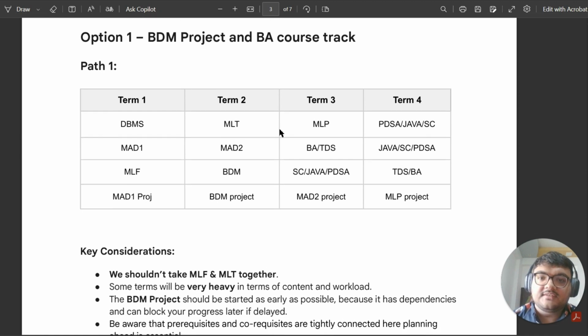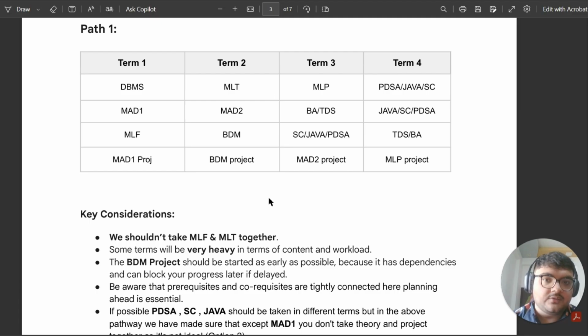So the considerations are, we shouldn't take MLF and MLT together. MLF is a core requisite for MLT. So either complete it before or take it with MLT, but you should not take it with MLT, because first you should complete MLF and get an idea, and the content is really heavy. MLT itself is a really important, content heavy course. You need to understand things well, you need to watch lectures properly. It has that foundation that you will need to build to understand the machine learning algorithms. So we shouldn't take MLF and MLT together.